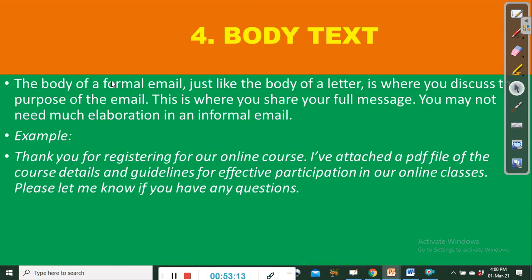Number 4 is the body text. The body text of a formal email is like the body of a letter. And it is in this body of your text that you discuss the purpose of your email. It's in this body of the email that you discuss the purpose. This is where you share your full message. Now, if you are writing an informal email, you may not need much elaboration. But if you are writing a formal email, of course you have to explain.